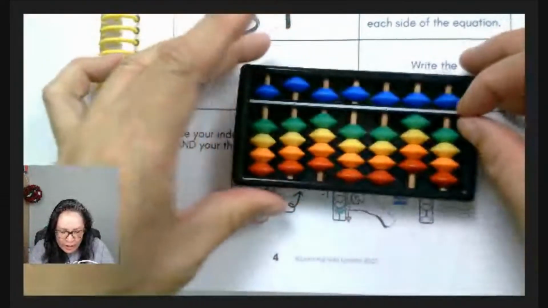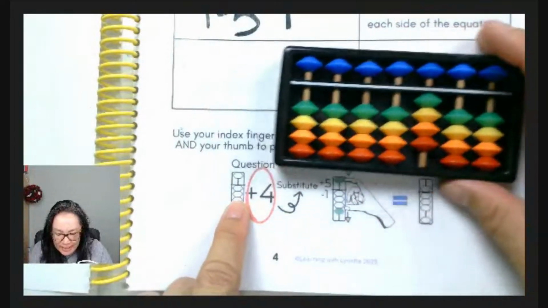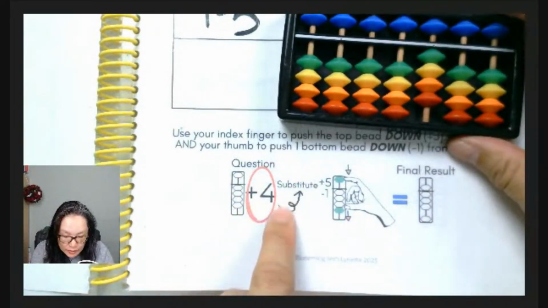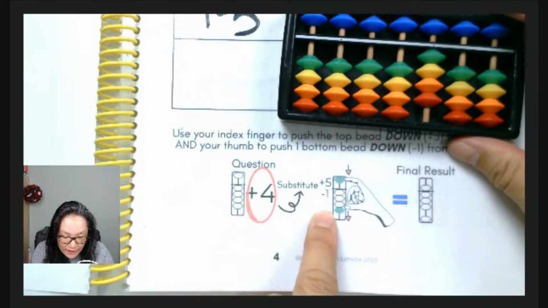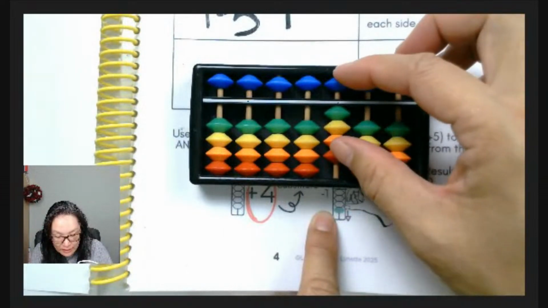If I have 4 here, and I have another 4, I'm going to substitute it, right? Minus, plus the 5 minus the 1, and I do it together like that.